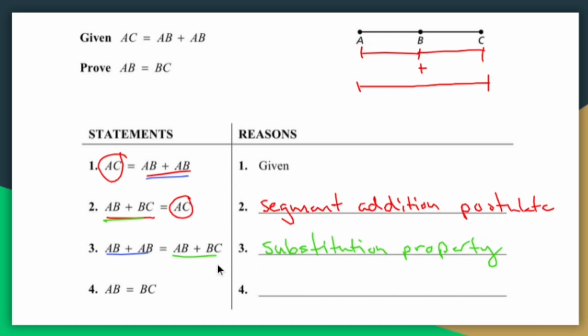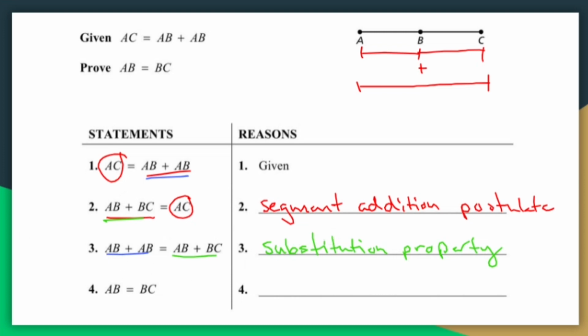Now, how did I do that? I replaced AC with AB plus BC. I mean, either way, I wrote it out. You could also use the transitive property, but I already said substitution. We're leaving it at that.